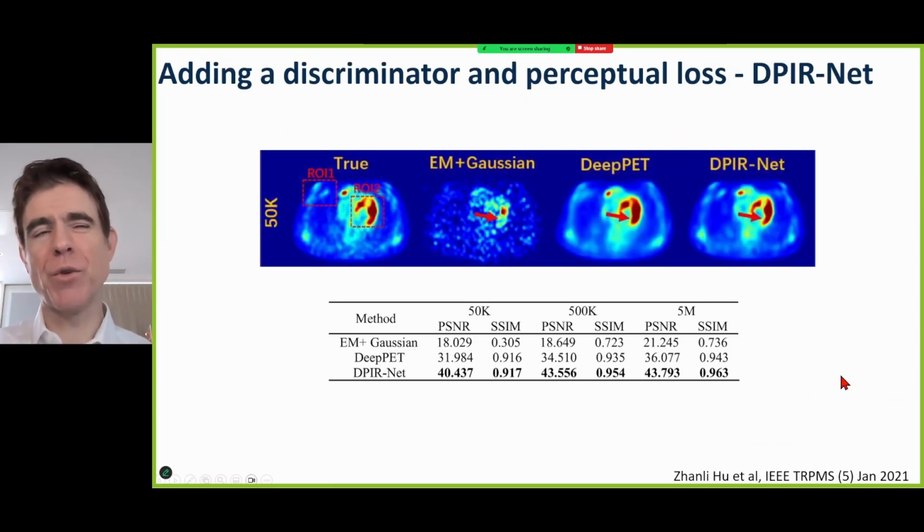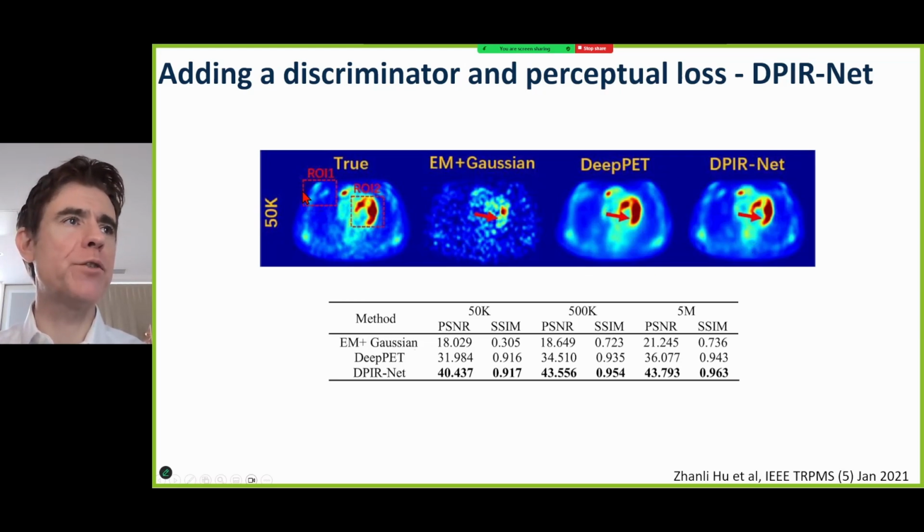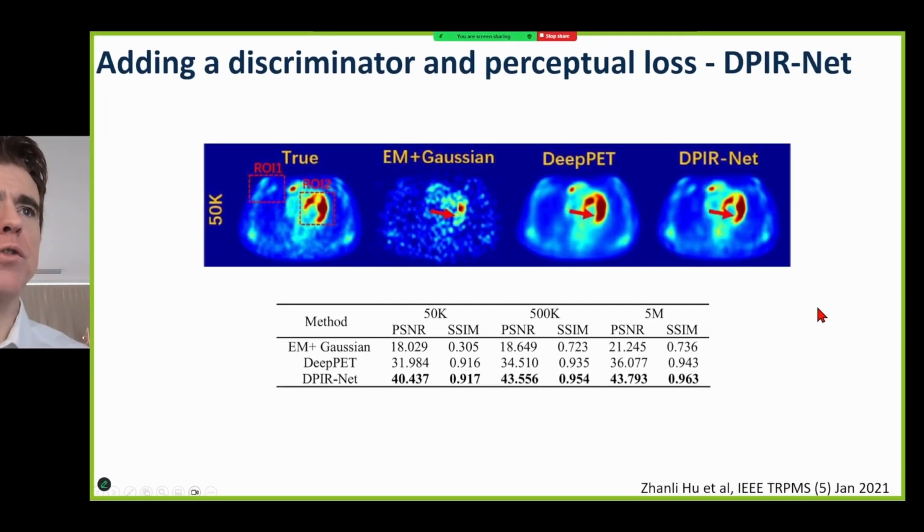And to show just some of their quick results here, you can see that their method with those two extra loss terms rather than just mean square error, if you were to look there compared to the so-called ground truth over the left here, you can see that they're doing a bit better than the simple mean square error based DeepPET methodology. And again, definitely outperforming EM with post smoothing.